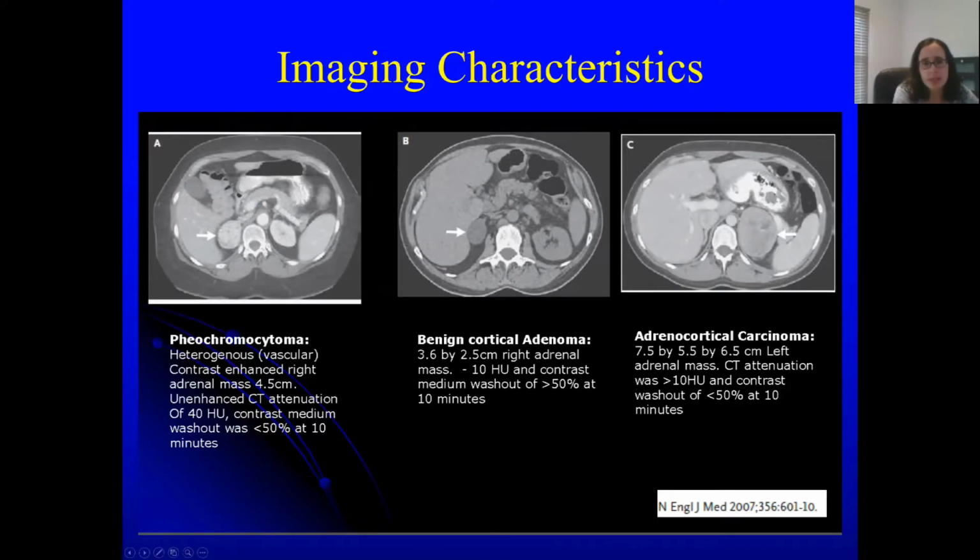So you can see here, this is an enhancing adrenal mass. A benign cortical adenoma is going to show up with 10 or less Hounsfield units on non-contrast. And they're also going to have a high washout at 10 minutes. And so you can see here that this is not brightly enhancing. Adrenal cancer, they're often big. They're going to have greater than 10 Hounsfield units, and they're also going to have low washout, and that's here. And you can see there are areas of necrosis here. We'll get there.